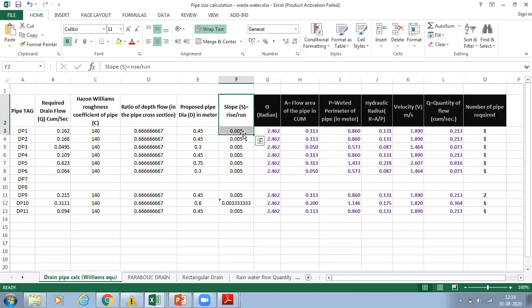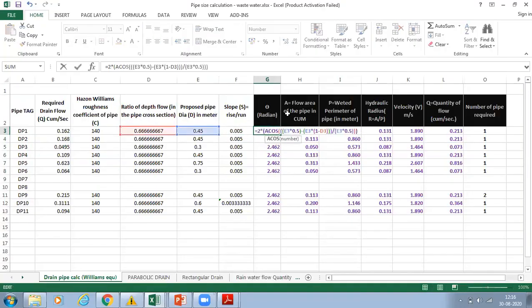Slope, I have put 1/200 here. Diameter, radian, theta radian equal to how much? This formula I have applied here. You will get 2.46 radian only. You will get theta.